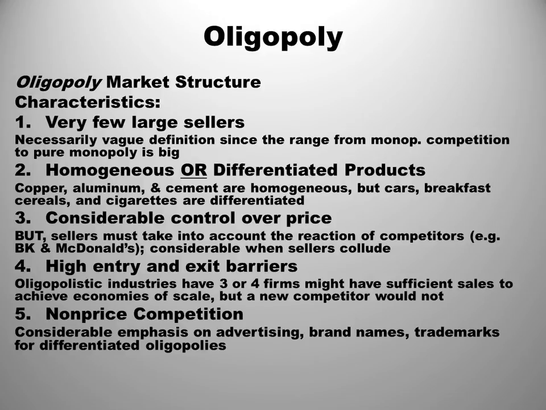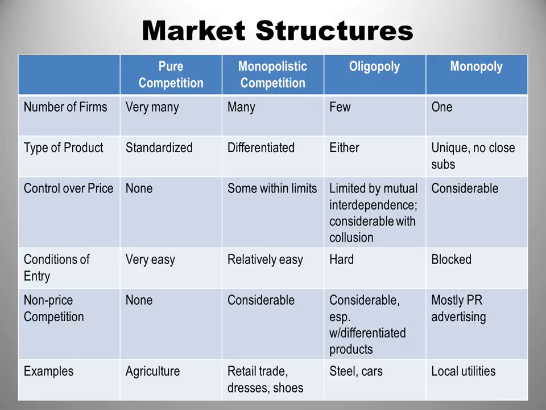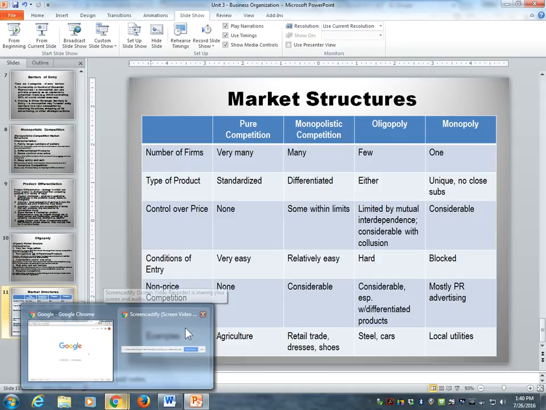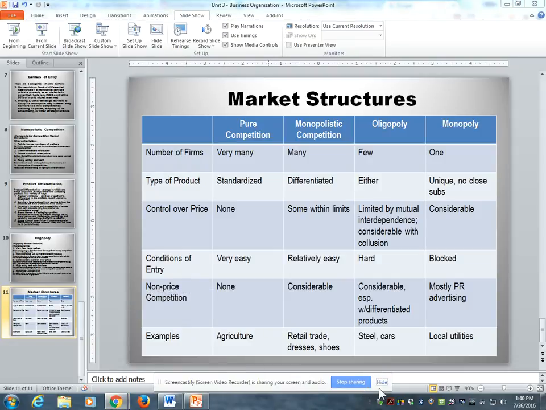And so non-price competition is pretty high. Big emphasis on advertising, brand names, trademarks for the differentiated oligopolies. For those that are homogeneous, like copper, aluminum, obviously not so much. This is a useful chart. You might want to screen print this and save it. It's a good summary of all the things we've just talked about. And we will. Those are the basics. But let's continue learning about market structures.